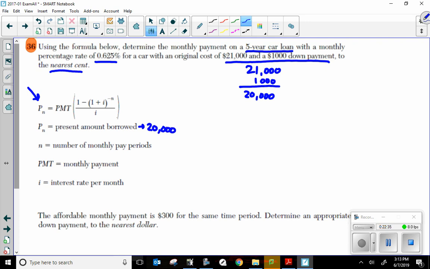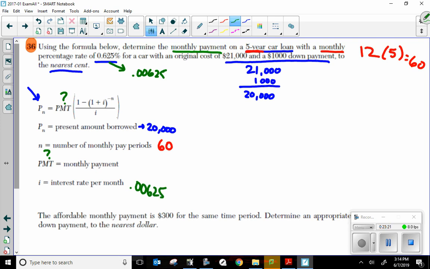Simple. The number of monthly pay periods. Well, obviously, monthly is 12 times a year. How many years is this loan? For 5 years. So 12 times 5 is 60. That is the number of pay periods. You have got to make 60 payments over the course of 5 years because there's 12 months a year times your 5 years. Monthly payment. Well, it seems to me, determine the monthly payment. That's what we're trying to figure out here. Everything else we should have. And the interest rate. Well, I know I can't use a percent. I've got to slide the decimal. It's 0.00625.